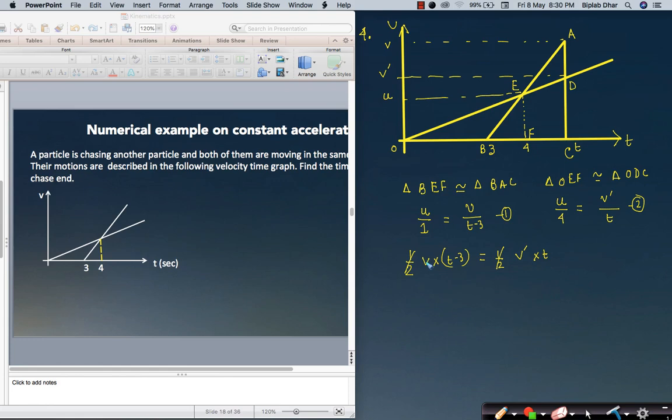So if I replace V from this equation, it will be U into T minus 3. There is another T minus 3, so that will be squared. And if I replace V prime, it will be U into T by 4. And there is another T. So U also gets cancelled out. So from your equation, I can solve that T minus 3 is equal to T by 2. If I square them up, then you will find that time is equal to 6 seconds. That should be the answer to your question.